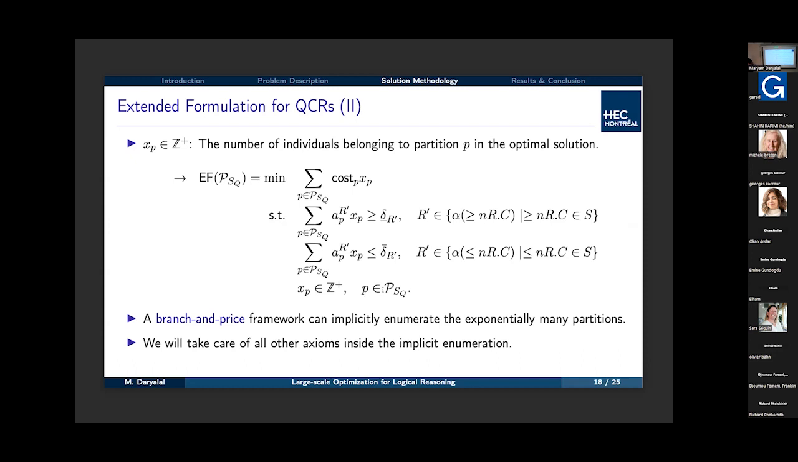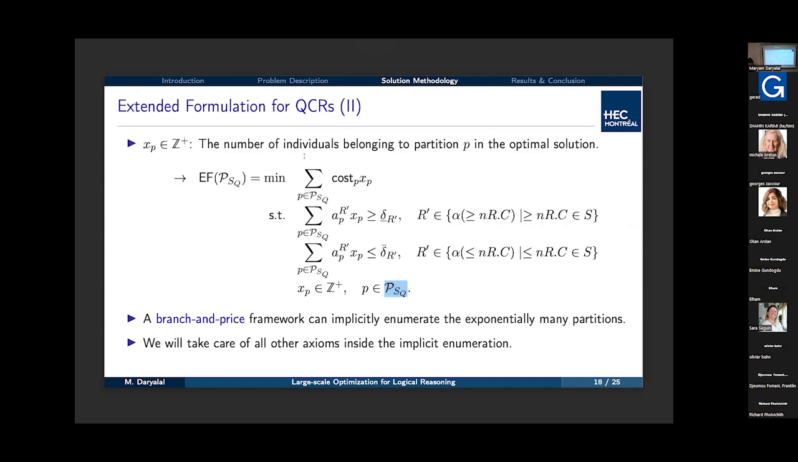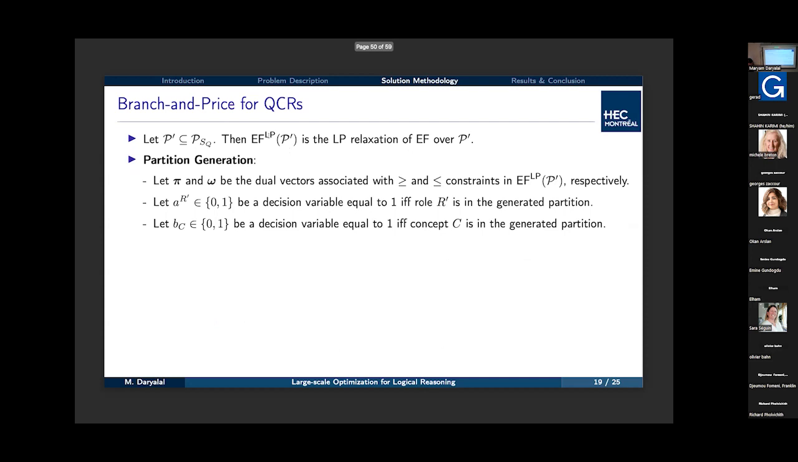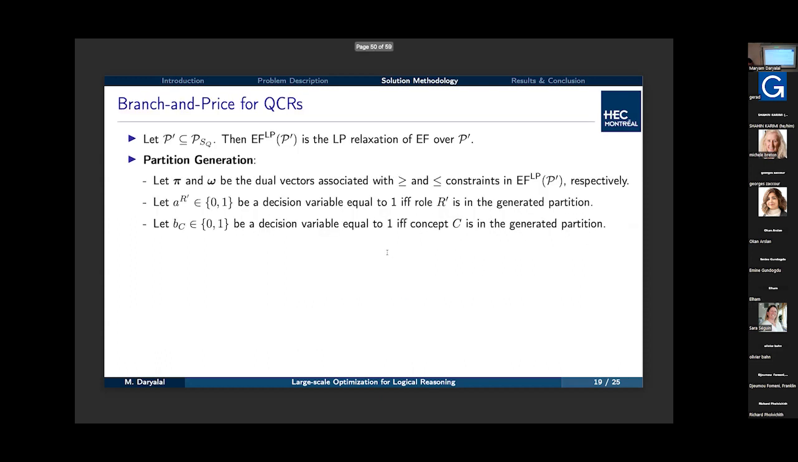We are not going to work with all of the partitions in P. We are going to gradually create them using a pricing problem. How are we generating them? First of all, this was an integer programming problem, right? So the first thing I do is relax it. I first write the column generation formulation for it. I relax it and define these two dual vectors for these two constraints: pi for the first one and omega for the second one.